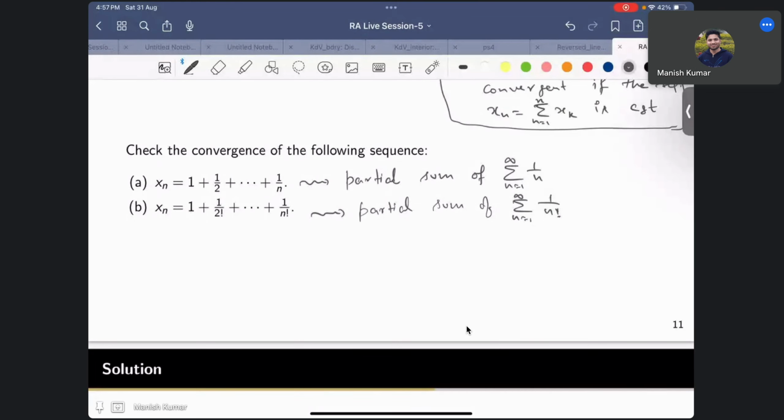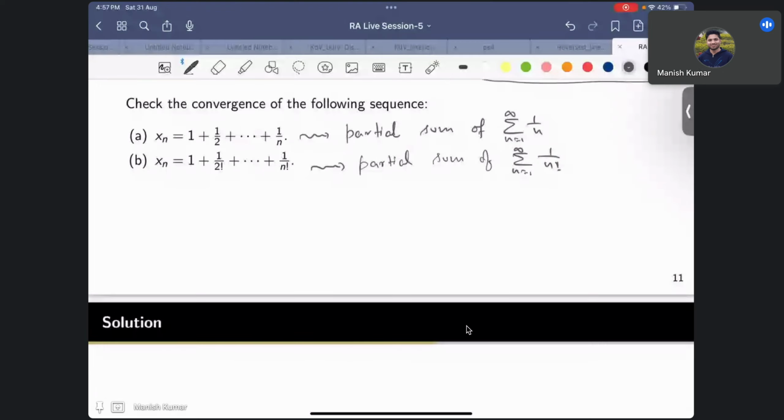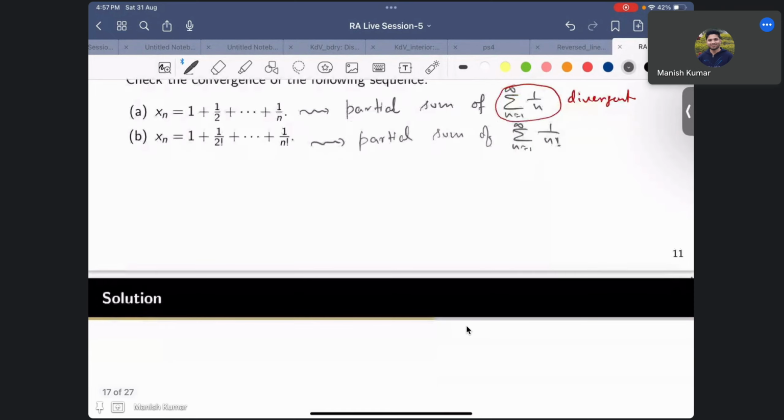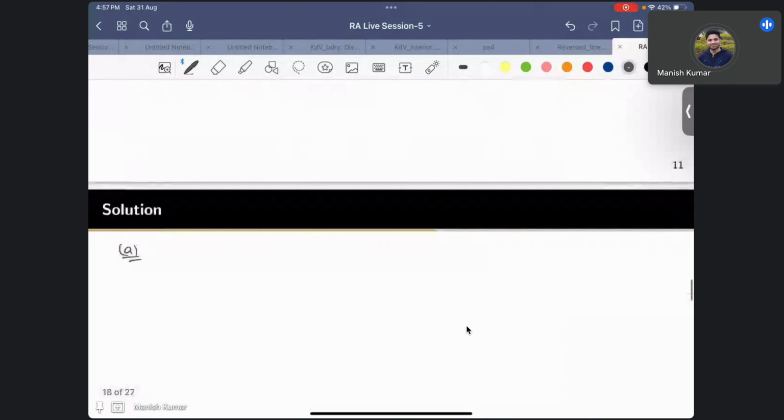To prove this, for the first one, I think you must have seen that this series is divergent, right? The summation of 1 by n is a divergent series, correct? So over here we will try to show that the sequence given by a is a divergent one. Okay, so let's try to prove it. We'll do it by Cauchy criterion.